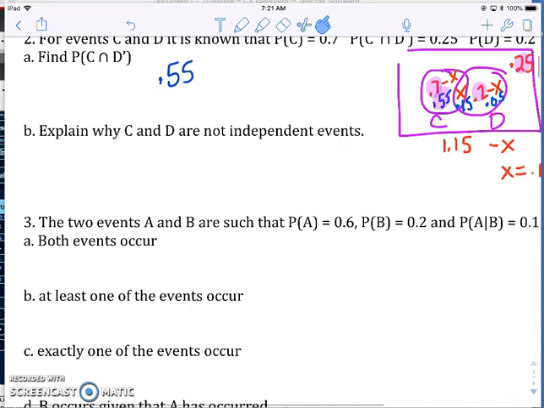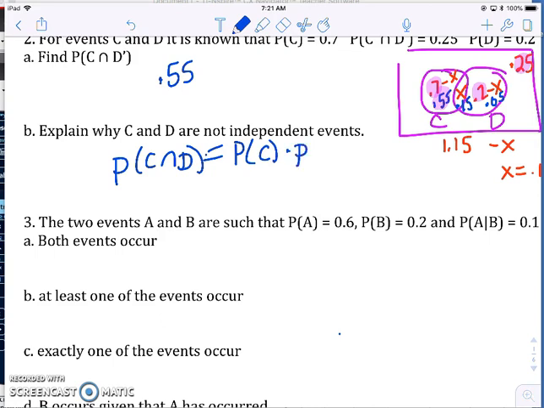And explain why C and D are not independent events. Well, for independent events, the probability of C and D equals the probability of C times the probability of D. So the probability of C and D we know is 0.15, and that's not equal to 0.7 times 0.2. So therefore they're not independent.